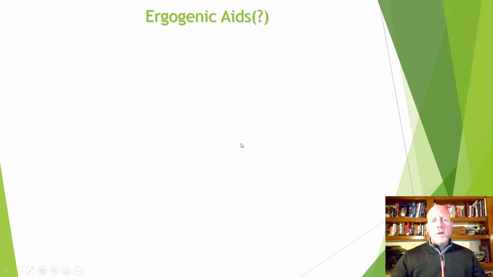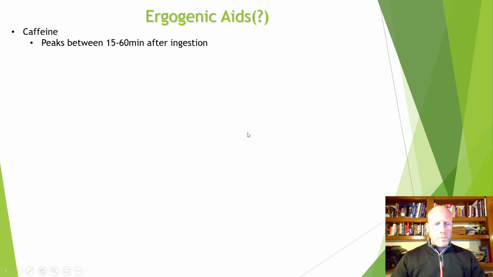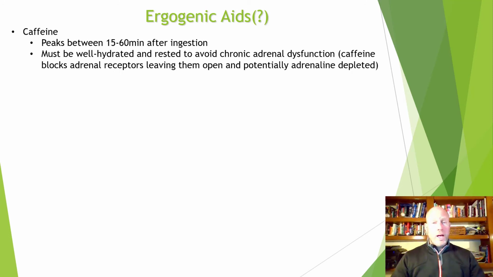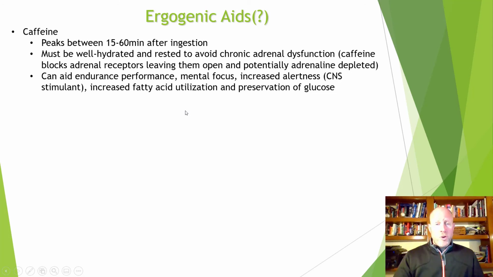Ergogenic aids. Let's get into more specific things beyond the food we take in, the water we take in. Caffeine. Caffeine peaks between 15 to 60 minutes after ingestion, and you've got to be well hydrated. You've got to be drinking a lot of water if you're going to do this, and rested, to avoid chronic adrenal dysfunction. Caffeine basically blocks the adenosine receptors, leaving them open and potentially adrenaline depleted if you do this on a regular basis. And actually, it can aid endurance performance, mental focus, and increased alertness. It's a CNS stimulant, right? It's going to stimulate the central nervous system, which can be a good thing. Increased fatty acid utilization and preservation of glucose, all good things.